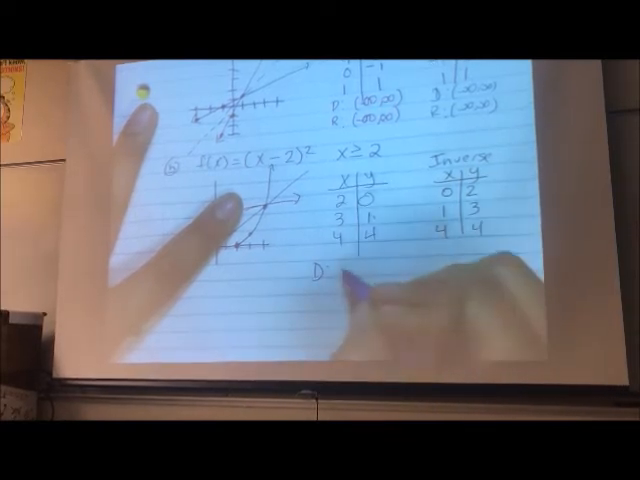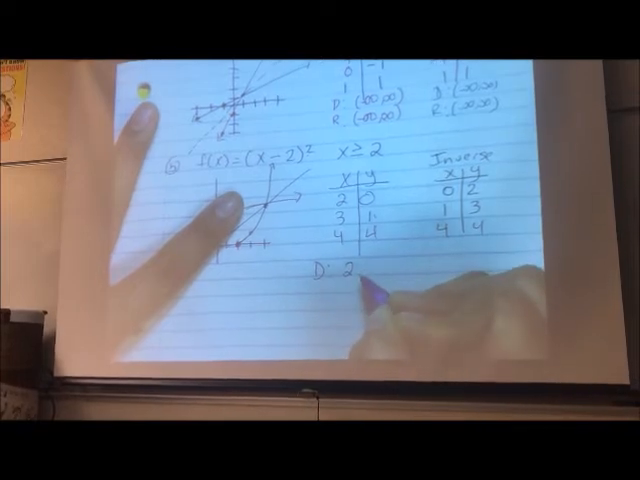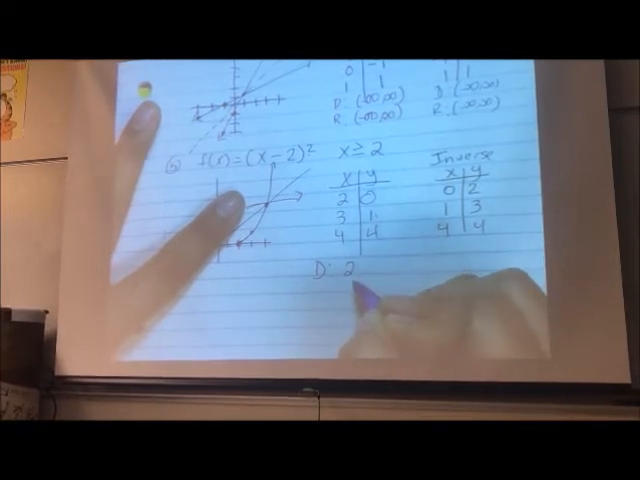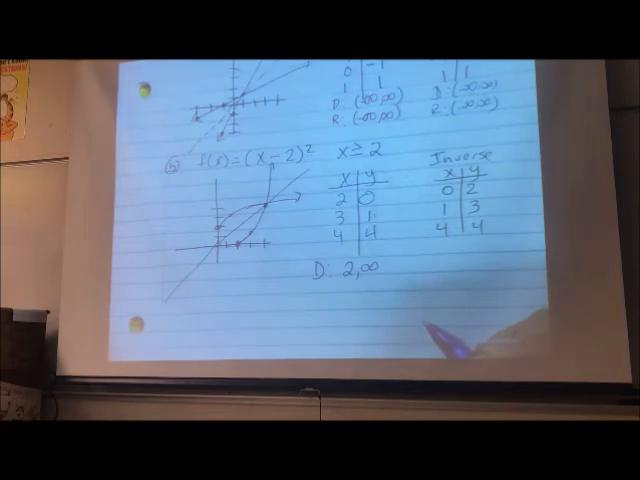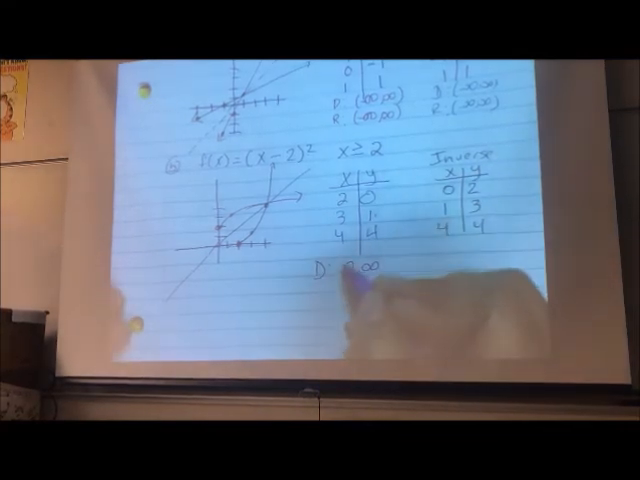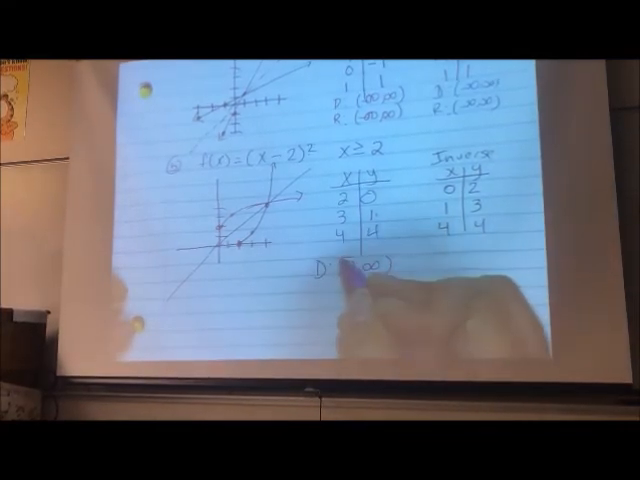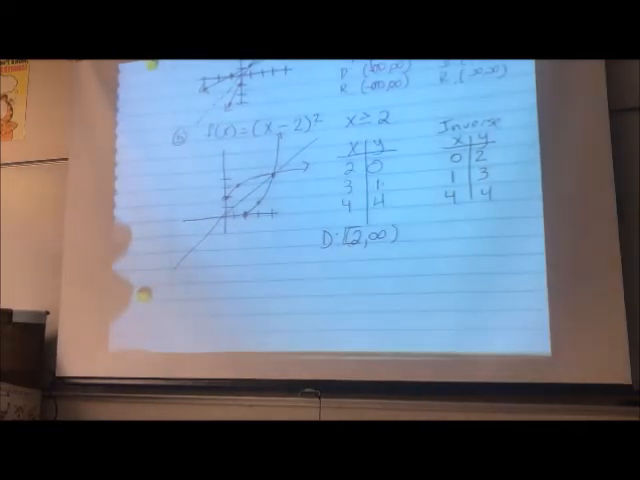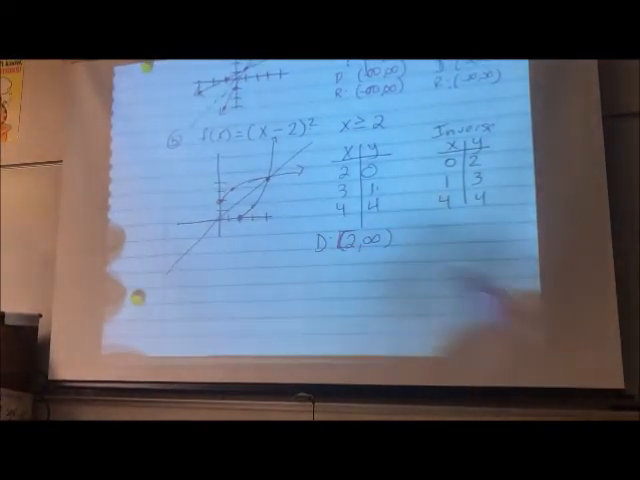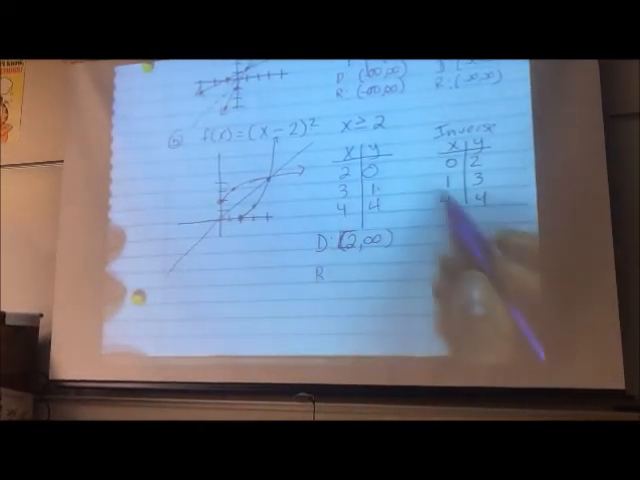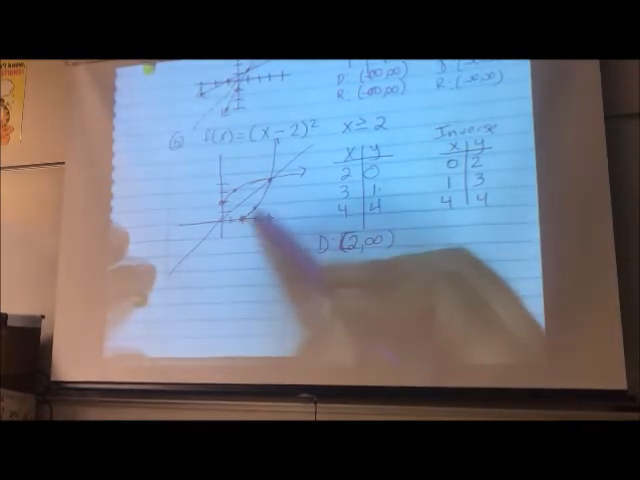My domain starts where? At 2, right? So it goes from 2 on to infinity. For some weird reason, they don't put the bracket. They're going to be using the parentheses, but it should be a bracket. But they're using parentheses in your assignment. They messed up.